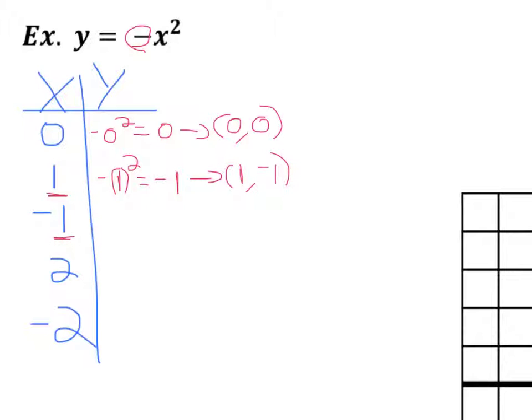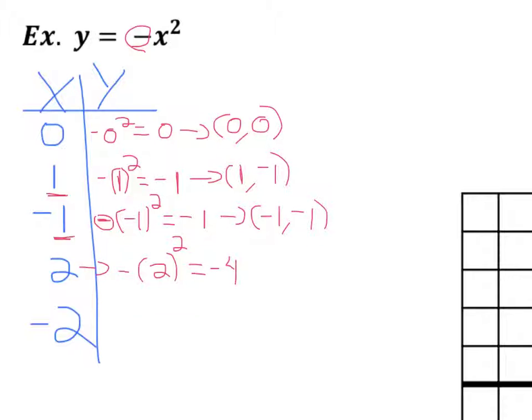Okay, when I put in negative 1, I still have this negative on the outside. I'm going to put this negative 1 in parentheses. Well, as we saw before, negative 1 squared is 1, but we still have this negative hanging out, so I'm going to get negative 1. So this is negative 1, negative 1. And then if I put in 2, I have the negative hanging out on the outside. I put 2 in the parentheses. 2 squared is 4. Keep that negative, so it's negative 4. So this ordered pair is 2, negative 4.